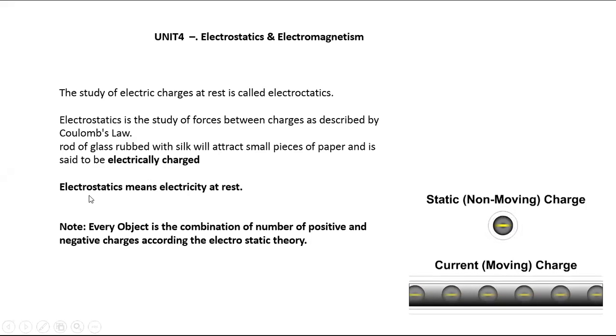So what is another name of electrostatics? Electrostatics means electricity at rest. Rest means, now you can understand from the image here. You can see what is the difference between current and electrostatics. In current, all the electrons, negative charges, have to move from one place to another place. Whereas in electrostatics, we are not defining the current. In electrostatics, what are present?